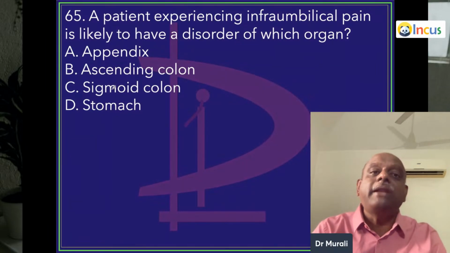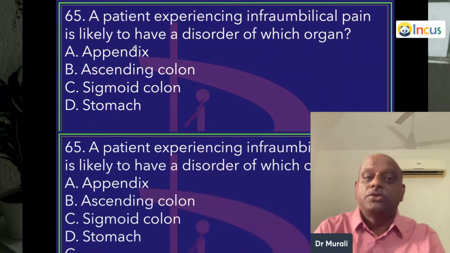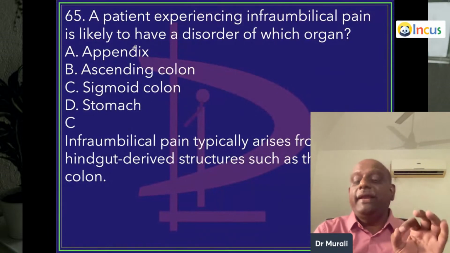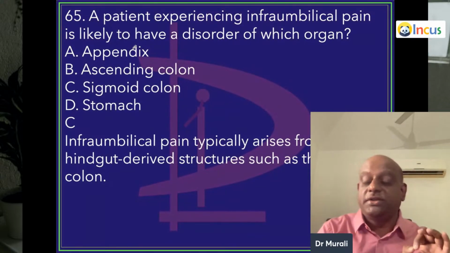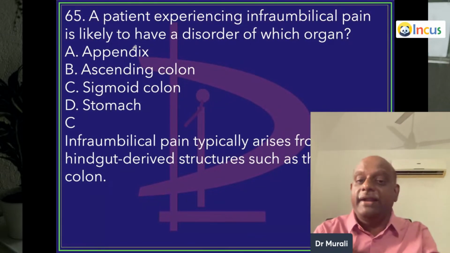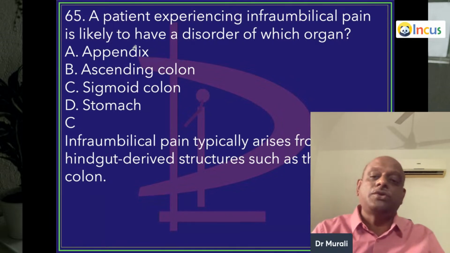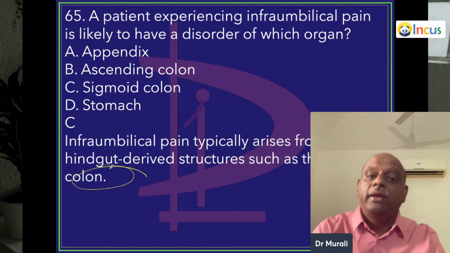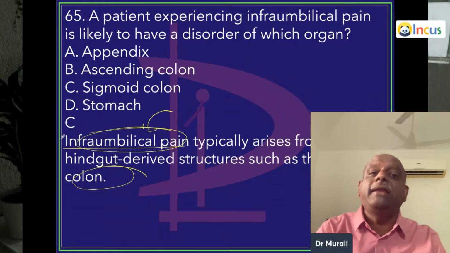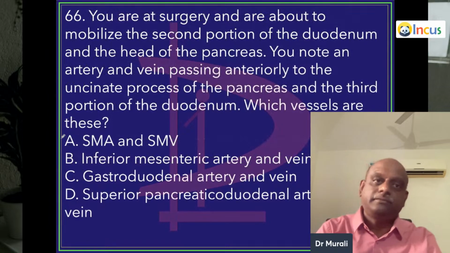There's an infraumbilical pain. So typically the foregut, midgut, hindgut derived structures lead to pain at different levels. Hindgut structures, such as the sigmoid colon, give infraumbilical pain, which is what you typically see.